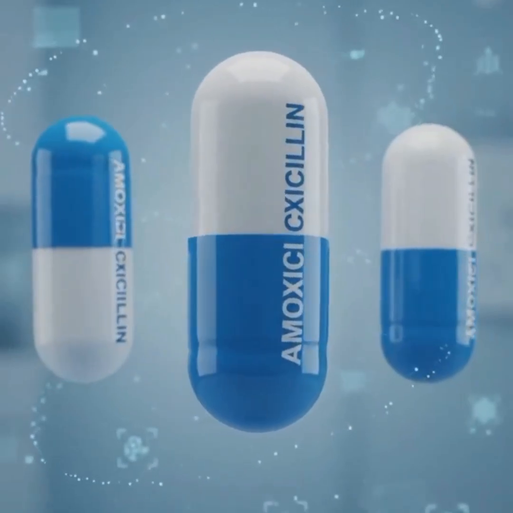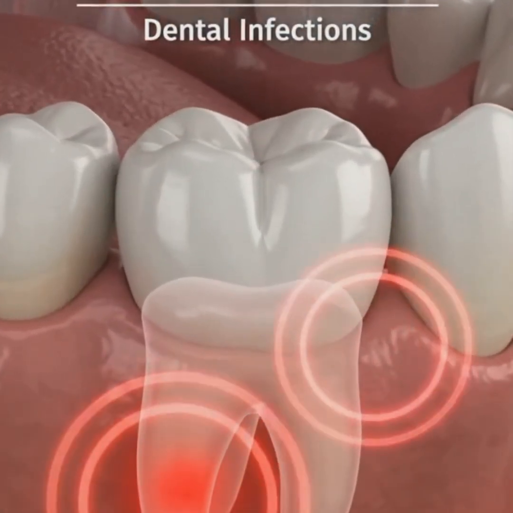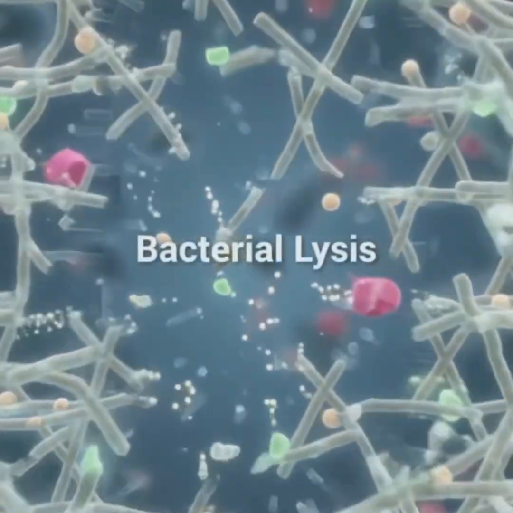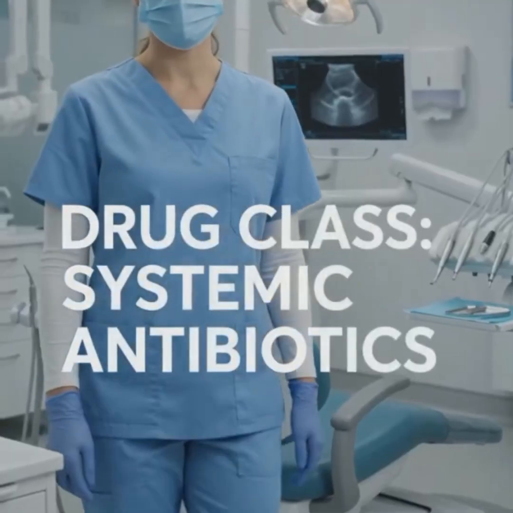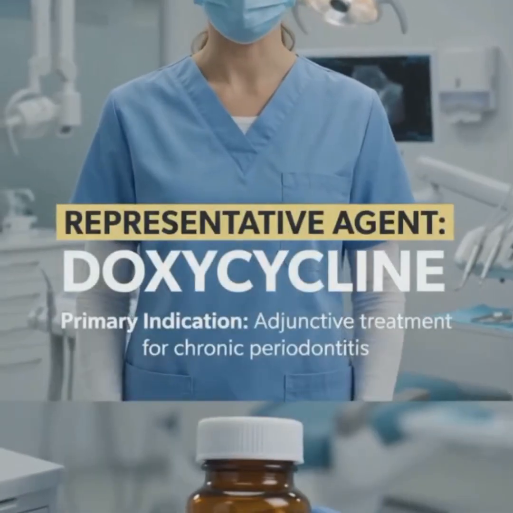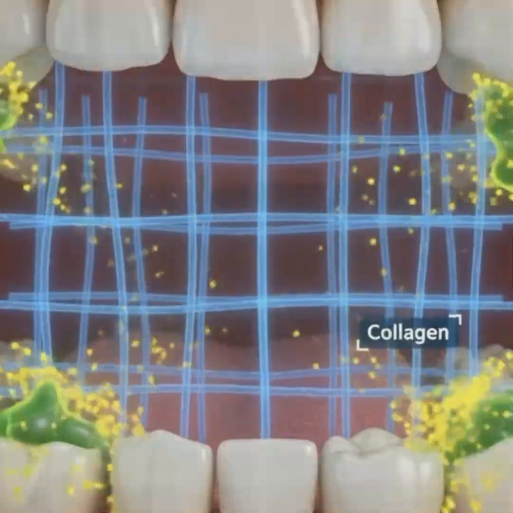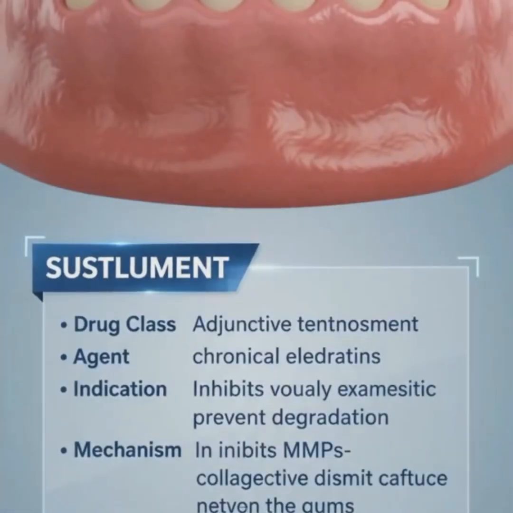Amoxicillin is used for acute alveolar abscesses and dental infections. It inhibits cell wall synthesis by binding to penicillin-binding proteins. Systemic antibiotics are used in periodontitis. Doxycycline is a primary agent for this condition. It inhibits MMPs to prevent collagen degradation. This adjunctive therapy actively helps protect the gums.